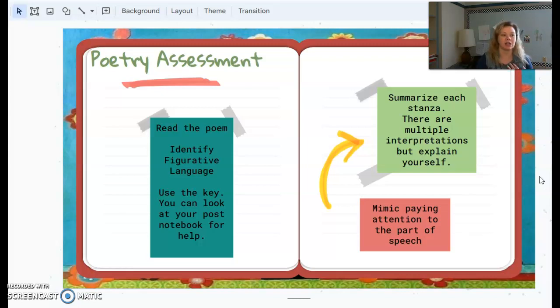You can ask clarifying questions like, do you know what this means? Not like what the poem means. You have to interpret the poem, but like what I'm asking you to do. If you're not sure what I'm asking you to do, you can ask for clarification on what you're supposed to do, but not ask for help on interpreting the poem, what type of figurative language, things like that. You're going to be on your own, but you can use your resources.